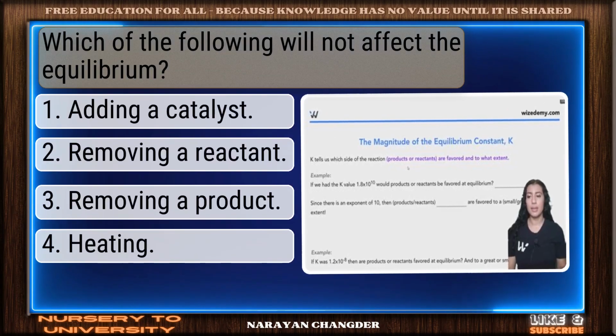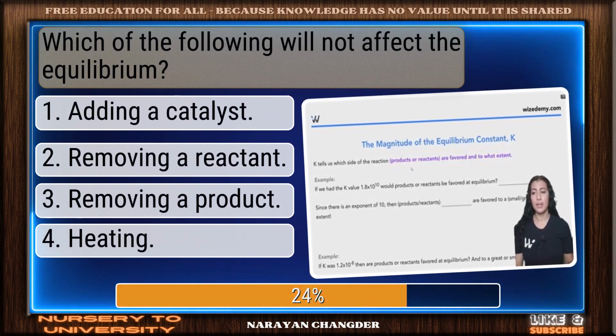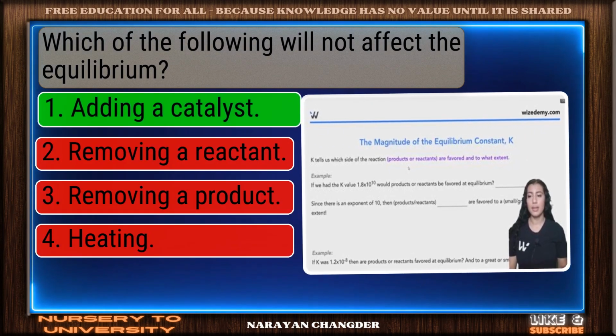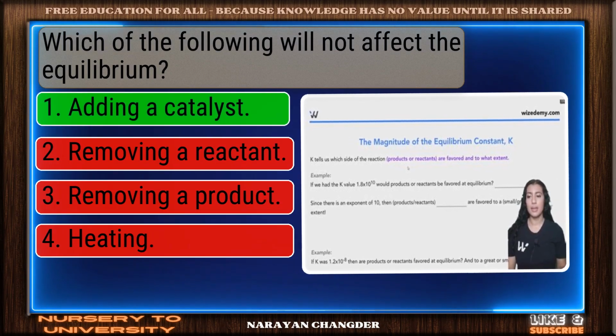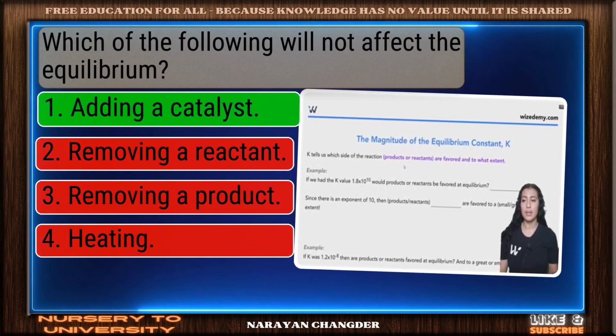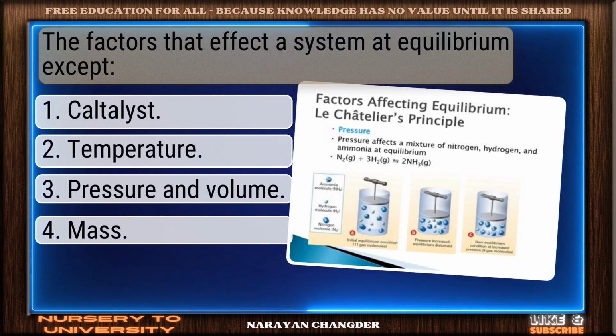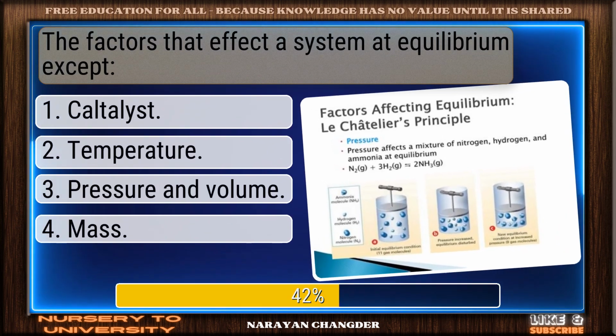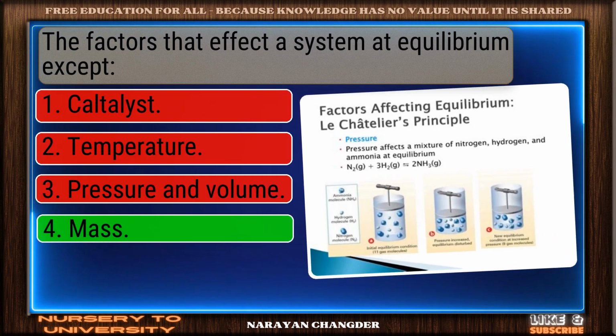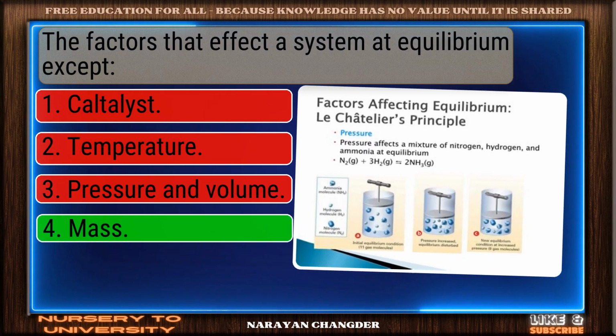Which of the following will not affect the equilibrium? Solid response. Adding a catalyst is a valid choice. The factors that affect a system at equilibrium except. Sharp thinking. Mass is the right choice.